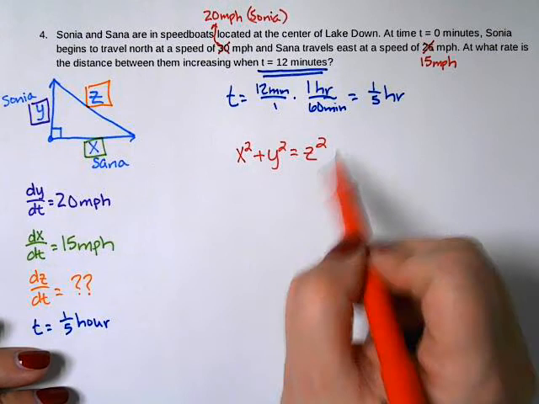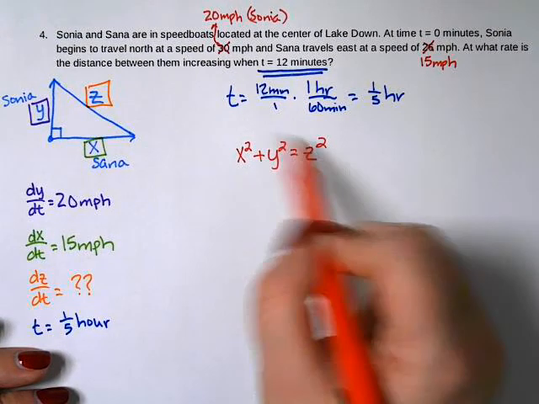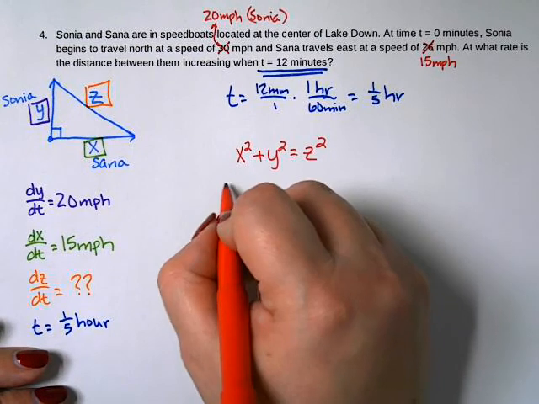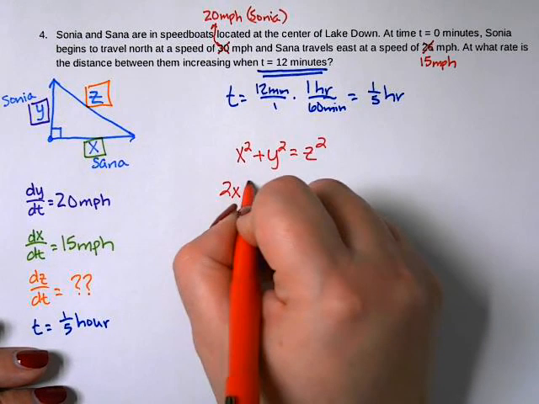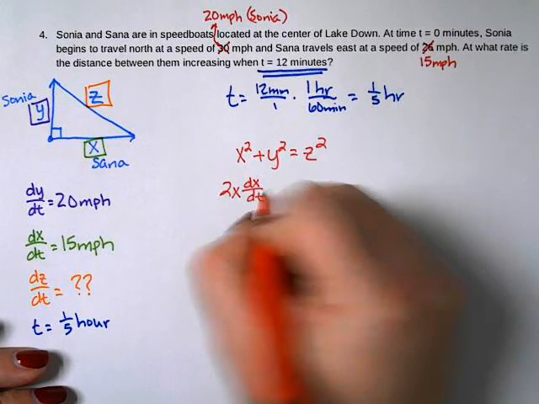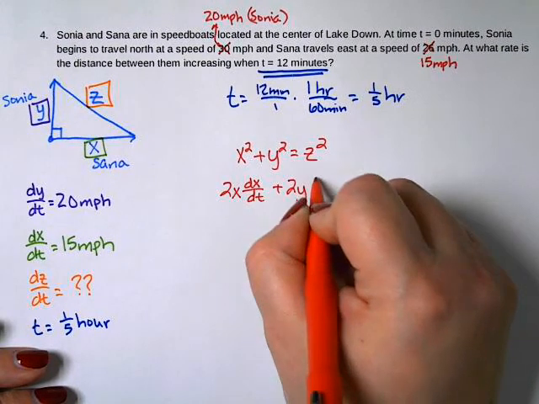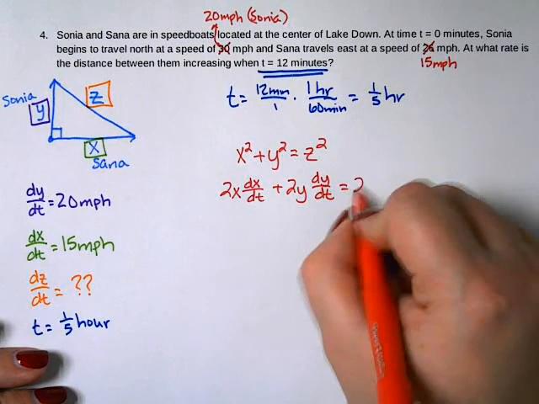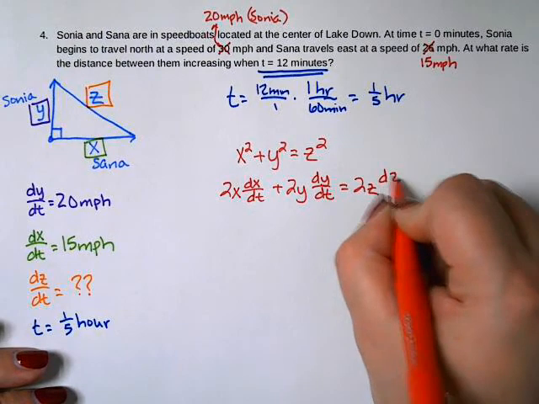So if I want to take the derivative of this with respect to time, I need to remember my implicit differentiation since it's all with respect to time. So this is going to end up being 2x dx/dt plus 2y dy/dt equals 2z dz/dt.